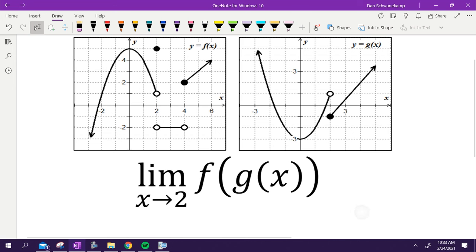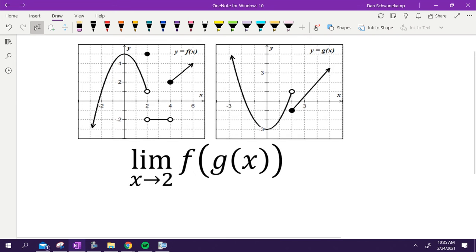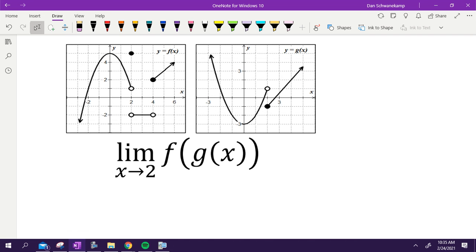Find the limit as x approaches 2 of f of g of x. A little bit of a weird one here. Okay, a little bit different. We're doing a bunch of these problems. This is not the main idea with limits. They're going to have one of these on your AP exam.